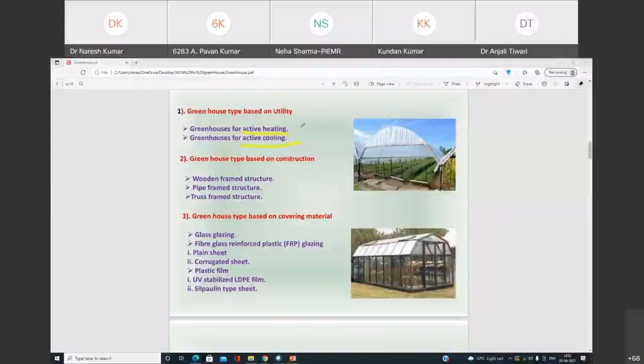Another type is on the basis of construction: wooden frame greenhouses, pipe frame greenhouses, and truss frame structures. Then we have greenhouse types based on the covering material. This covering material is generally known as cladding. On the top we can have glass glazing, fiberglass reinforced plastic FRP glazing, plain sheet, corrugated sheet, plastic film, UV stabilized LDPE film, or spunbond type sheet. All these types are chosen as per availability or the cultivation of the crop one is going to grow.